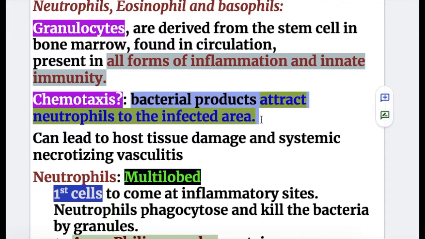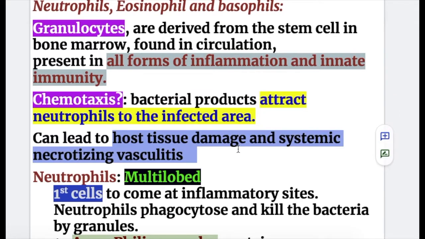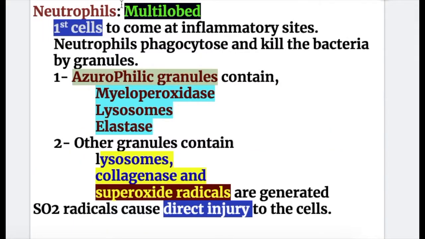They attract neutrophils to these infected areas. This is known as chemotaxis. These cells can lead to host tissue damage and systemic necrotizing vasculitis. Now, neutrophils. Neutrophils are multi-lobed. They have 3-4 lobes, and they are the first cell to come at inflammatory sites.